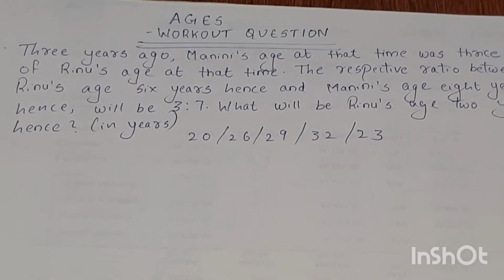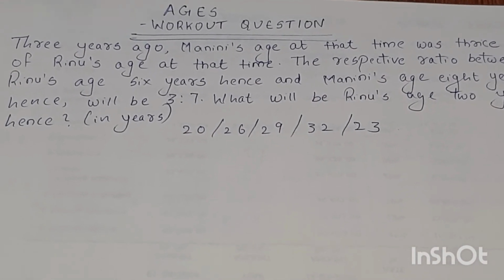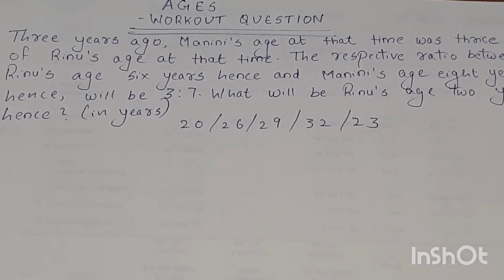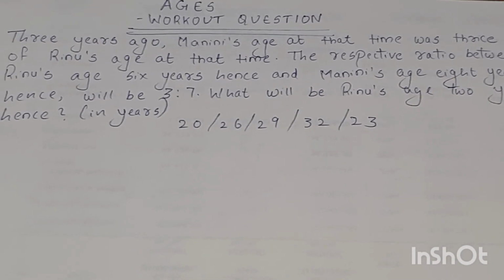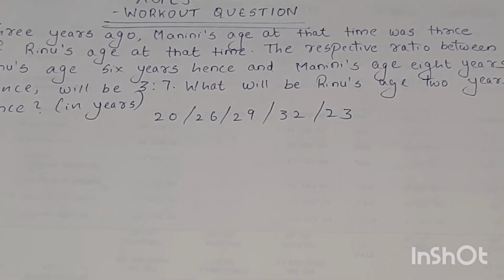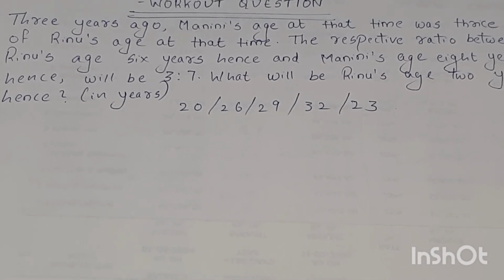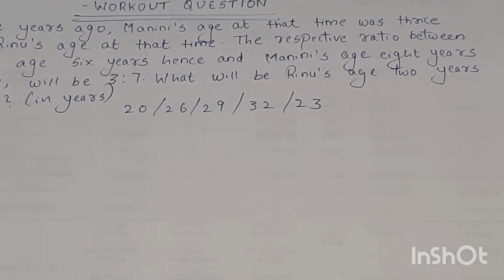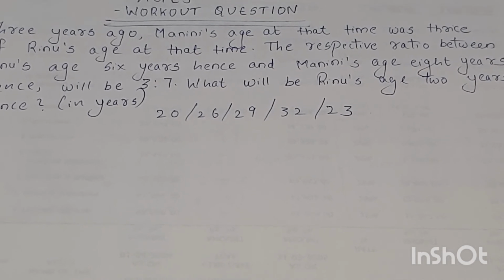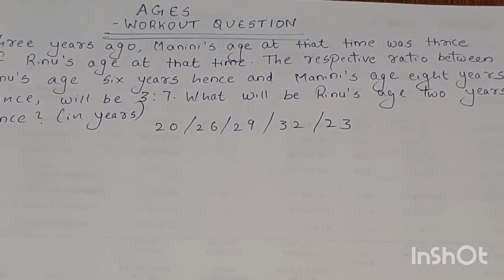And the third workout question, 3 years ago, Manini's age at that time was thrice of Renu's age at that time. The respective ratio between Renu's age 6 years hence and Manini's age 8 years hence will be 3:7. What will be Renu's age 2 years hence in years? And the options are 20, 26, 29, 32 and 23.